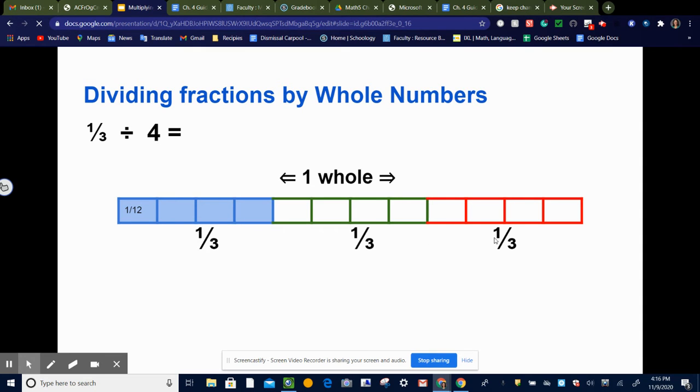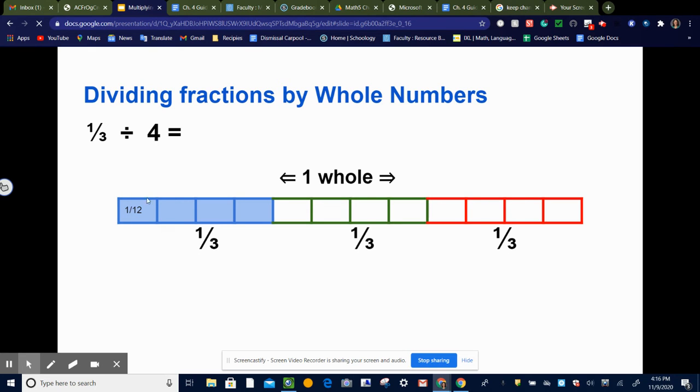So we've got one whole, and I've divided it into 3 parts. So we have the blue part, the green part, and the red part, which each represent 1/3 of this whole bar. So in each of these thirds, I divided it into 4 parts. So here's 1, 2, 3, 4 parts, 4 in the green and 4 in the blue.